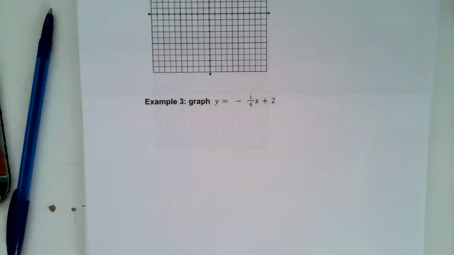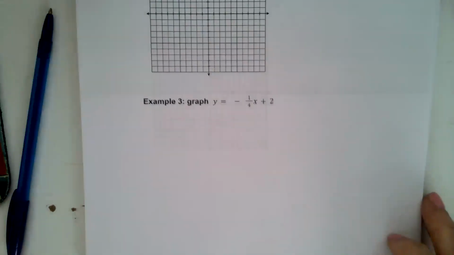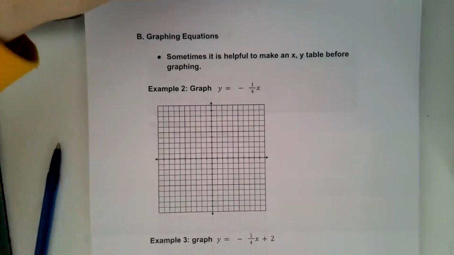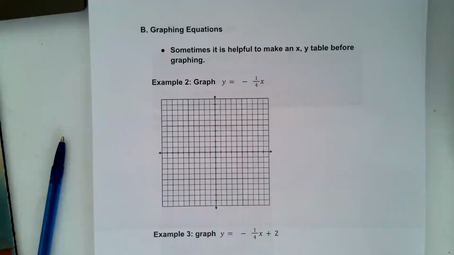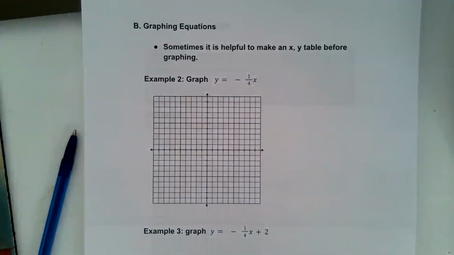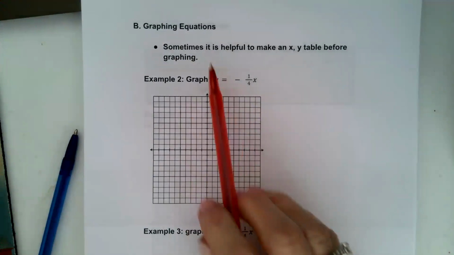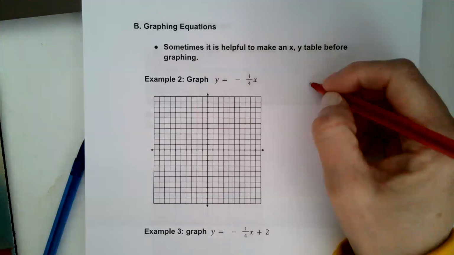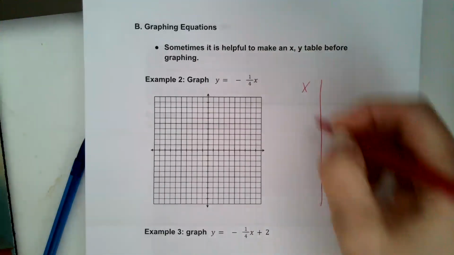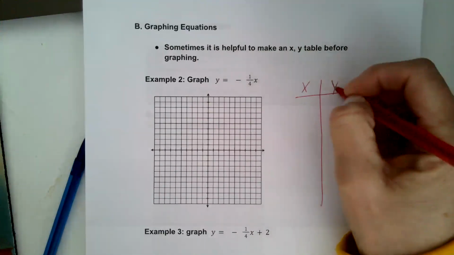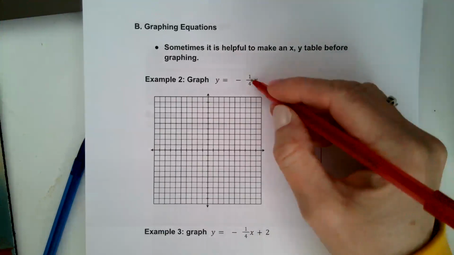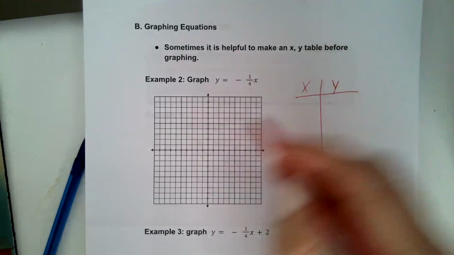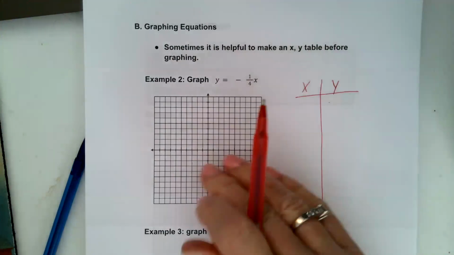Okay. Next up, we're going to learn about graphing. Now, for the most part, we're going to use Desmos for our graphing this semester, but it's good to understand how to do this by hand so that you can make sense and read the Desmos graph. Sometimes it's also helpful to make an XY table before graphing. XY means we're going to put a value in for X, and then we're going to find out what Y is so that we can create coordinate points to graph.